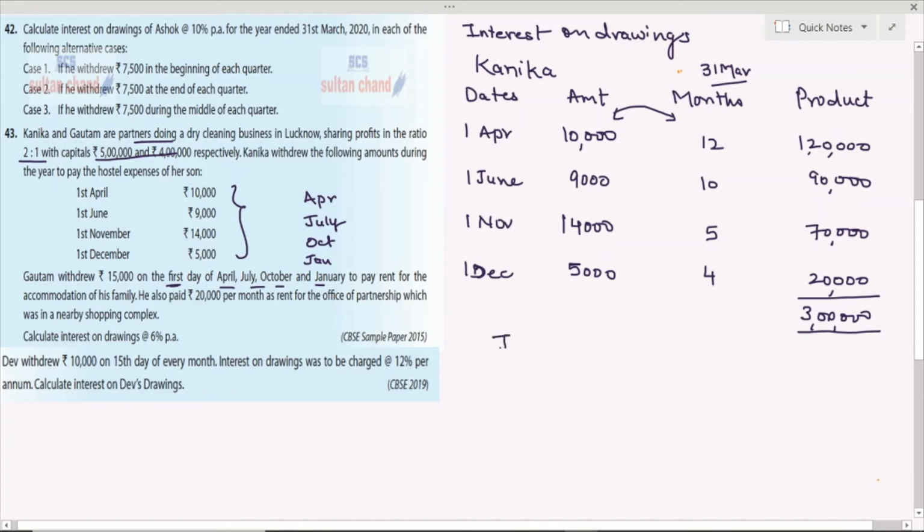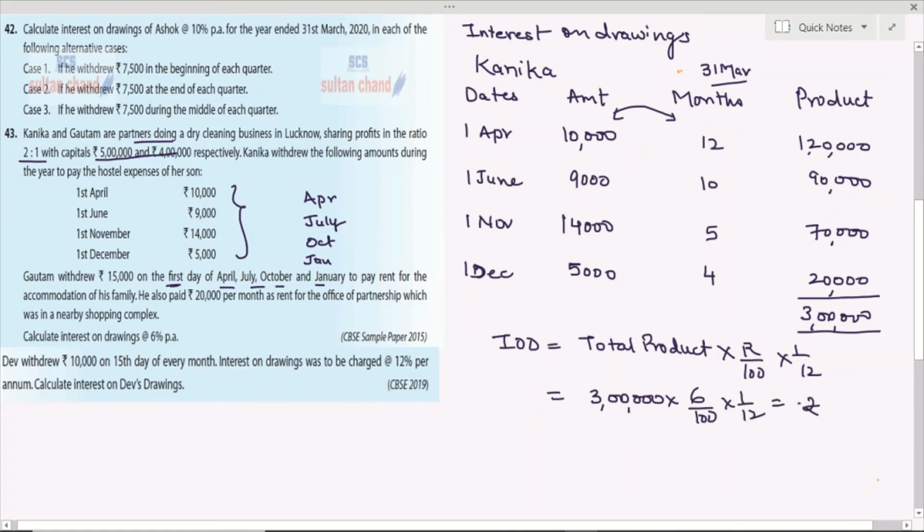Using the formula of interest on drawing as per the product method, it says total product multiply by rate by 100 multiply by 1 by 12. Every time it is 1 by 12. So total product here is 3 lakh, and the rate of interest as you can see is 6% and 1 by 12. So solving this, I'll get rupees 1500. So this is the interest on Kanika's drawing.